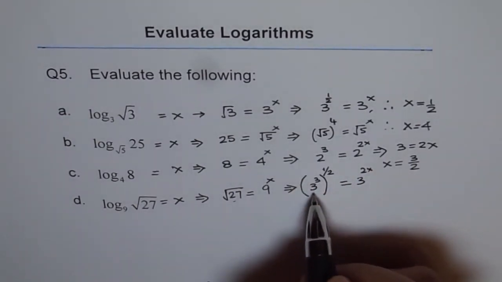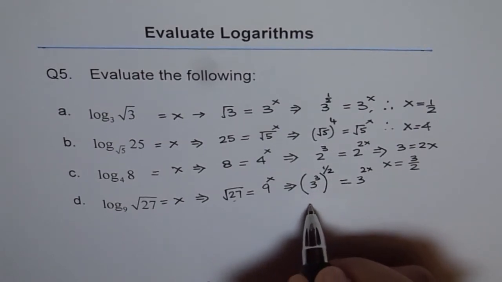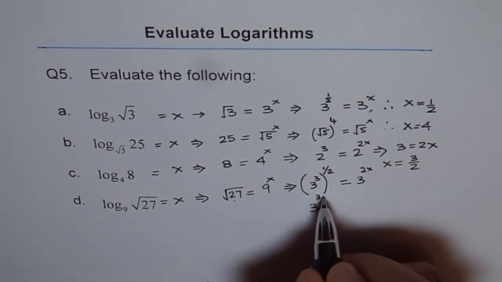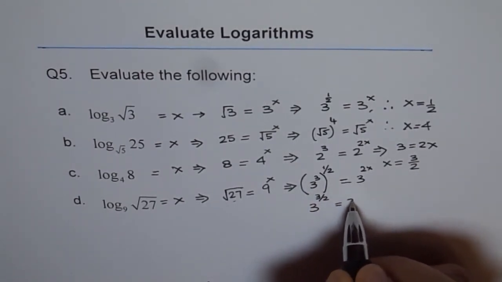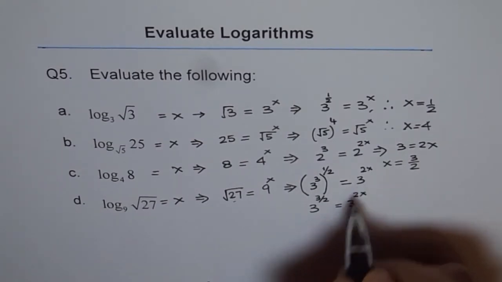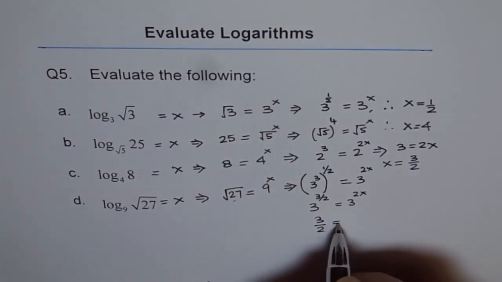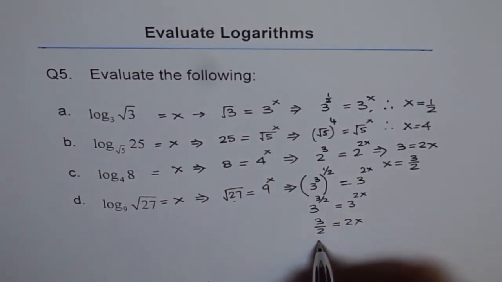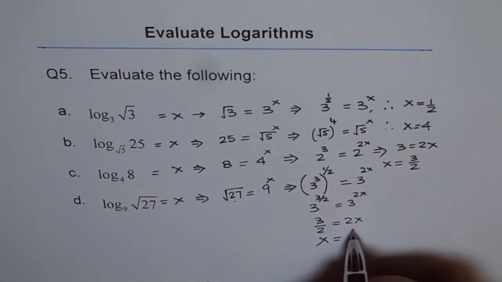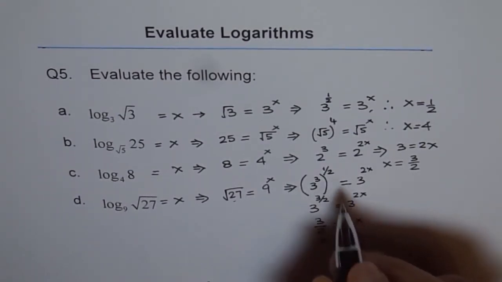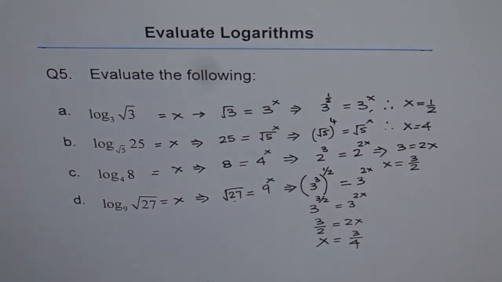Now, let me use the space here. So we got 3 to the power of 3 over 2 equals 3 to the power of 2x, correct? That means 3 over 2 is equal to 2x, and from here x is equal to 3 over 4, correct? So that is how we can solve. I hope you appreciate and understand the whole process of doing it, correct?